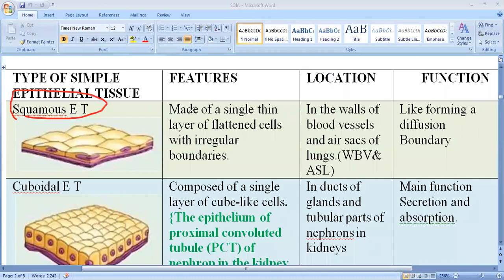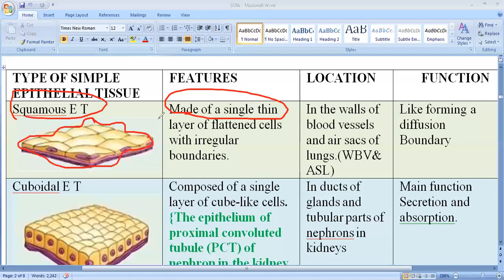Features: made up of a single thin layer of flattened cells with irregular boundaries. If you see their boundaries, they are not regular. And they appear flattened, like a sandwich. Their structure appears like a sandwich.